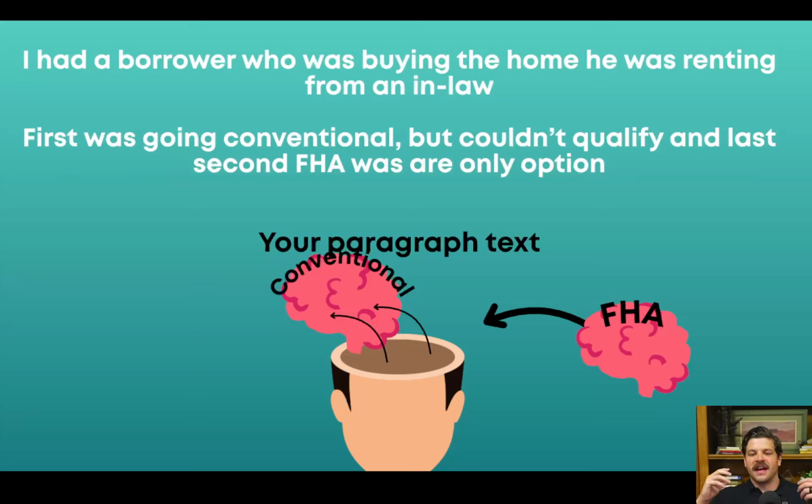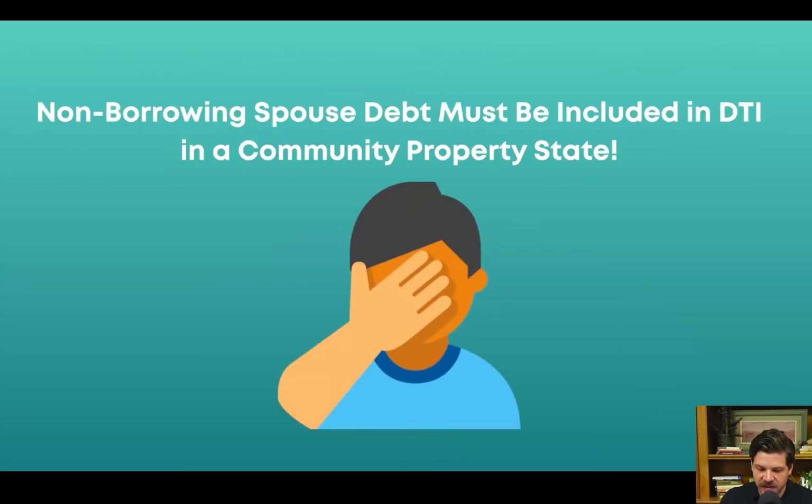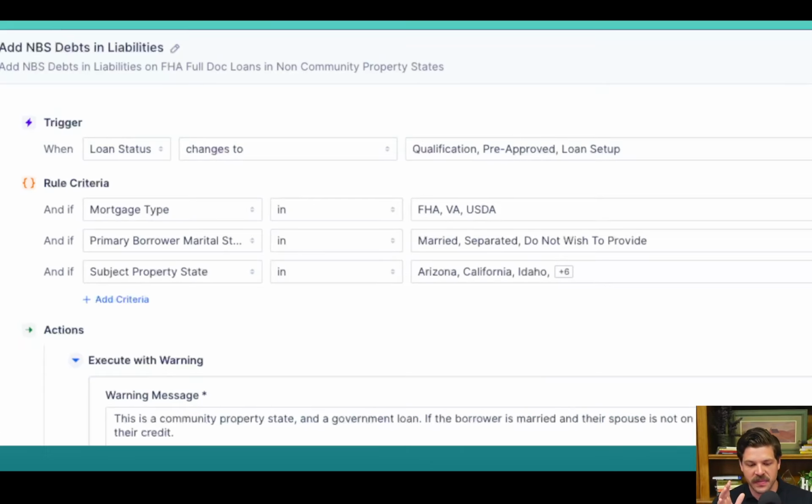As we were switching it, I had the conventional guidelines and thoughts in my mind. And when we put it to FHA, I completely forgot that in a community property state, you have to have non-borrowing spouse debt information. Basically you need to run a credit report, and any debts they have have to be included in the DTI. That can be a deal killer. Luckily for me, it wasn't in this circumstance, but I created a rule so that I would never be in that situation again, to always remind me.